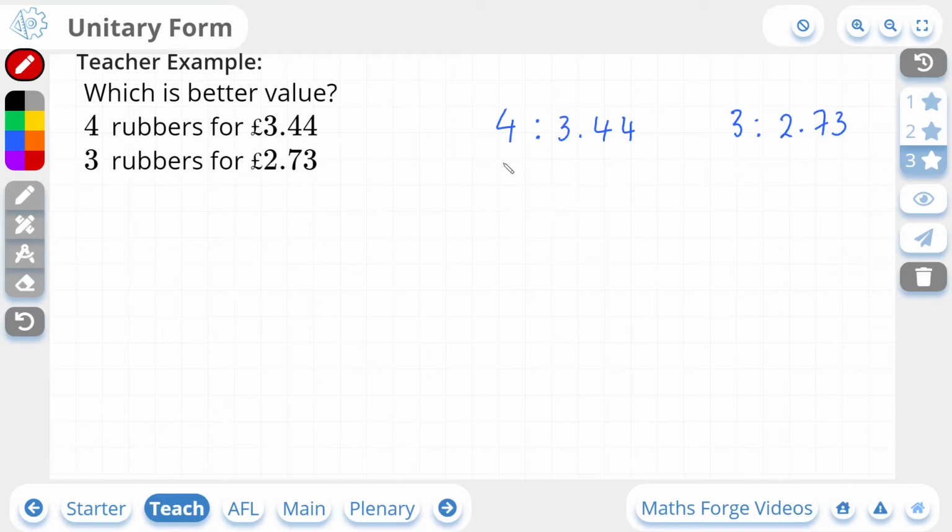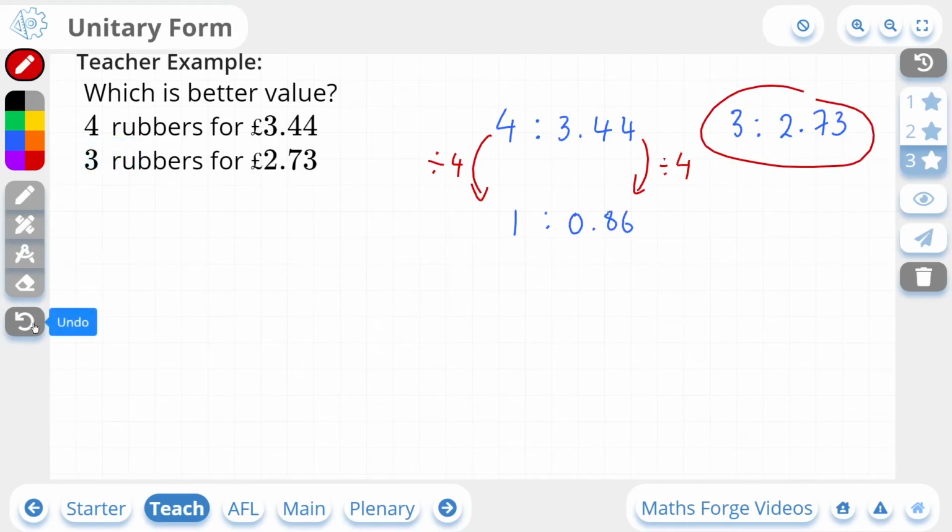So to find out how much 1 costs for this group here, we can divide the 4 by 4 to get 1. And then we can do the same thing to the cost, divide it by 4 to find out how much 1 rubber costs. And in this case, £3.44 divided by 4 gives us 86 pence. So £0.86.